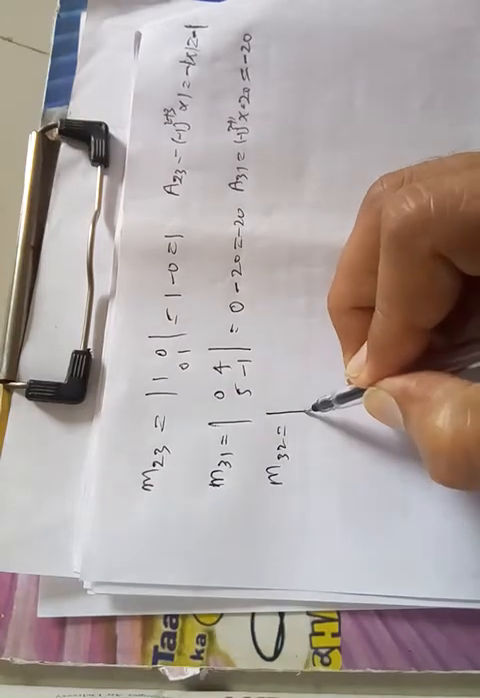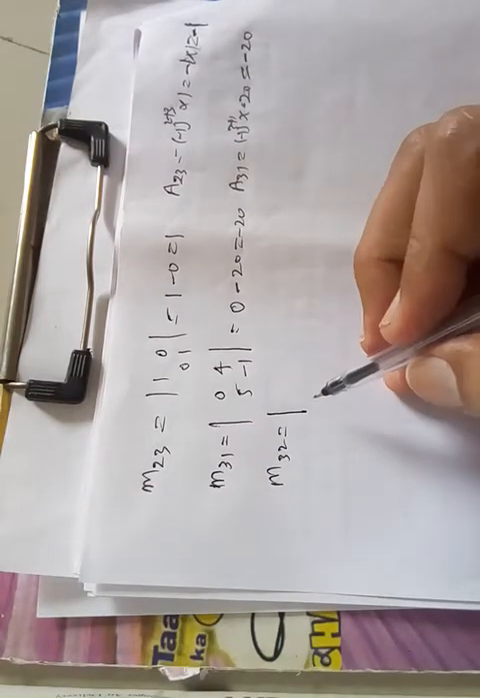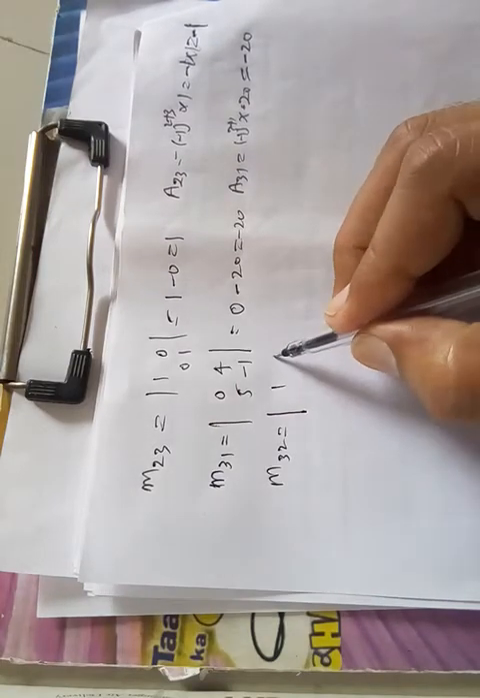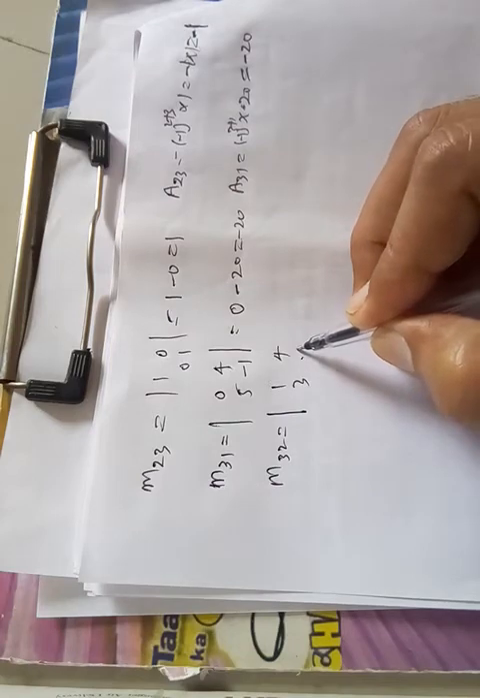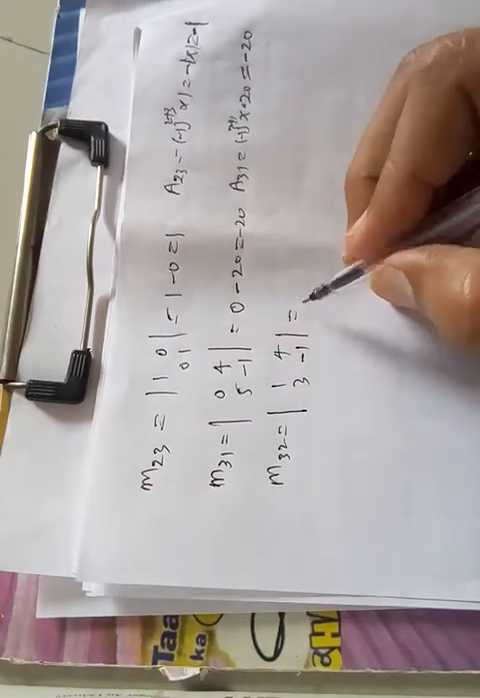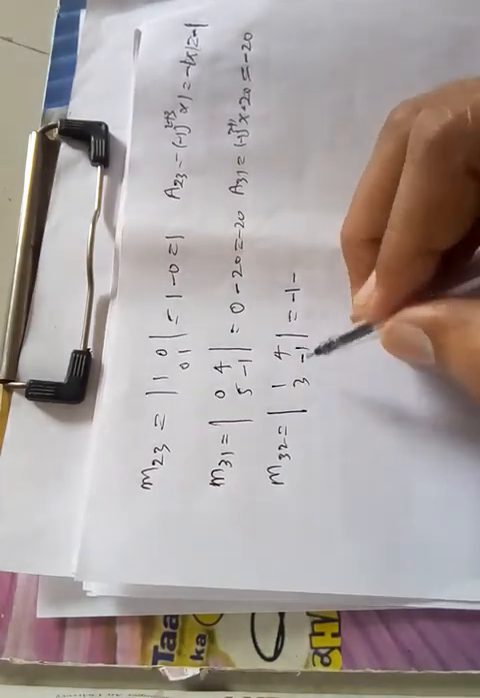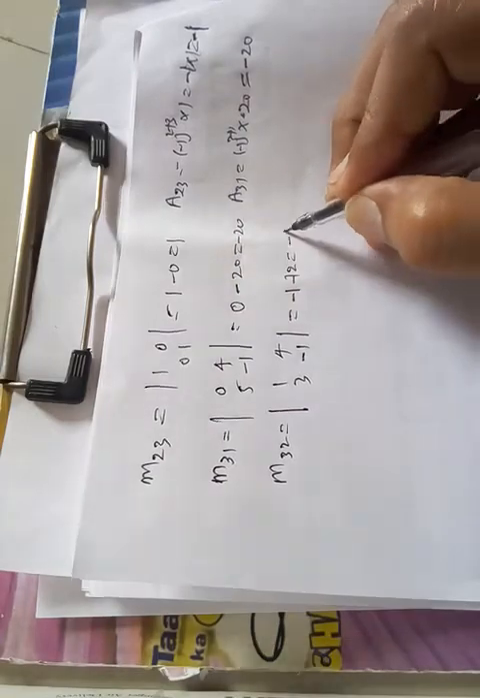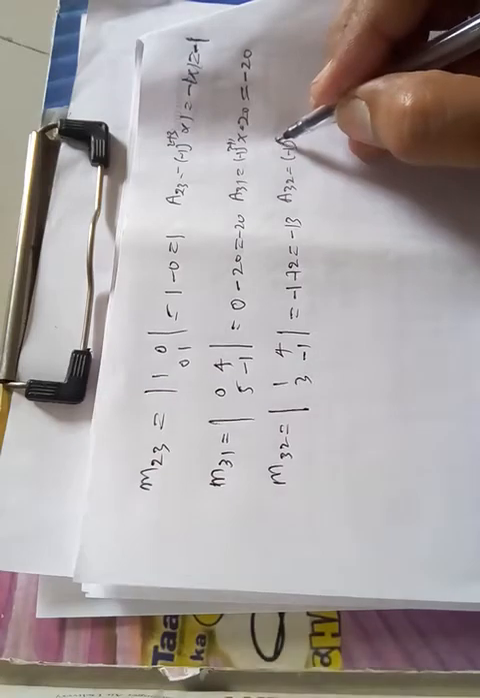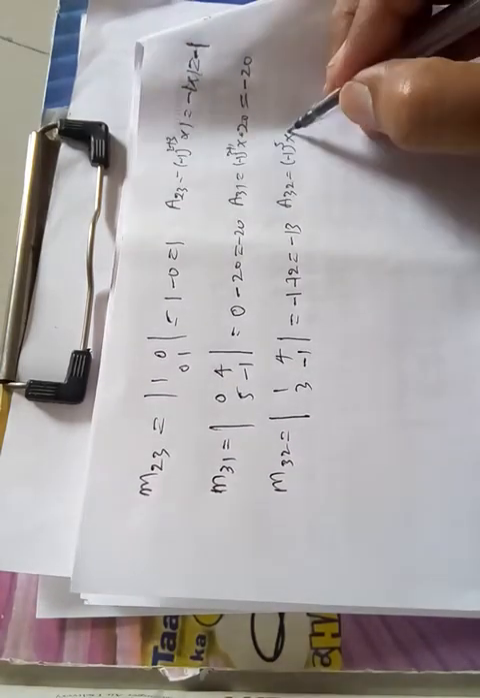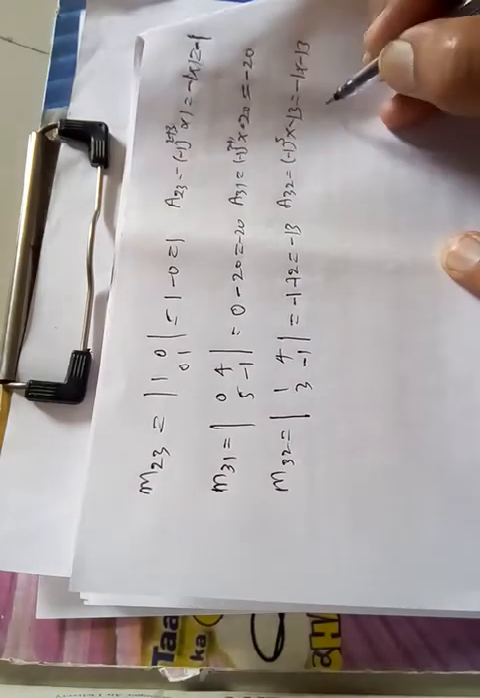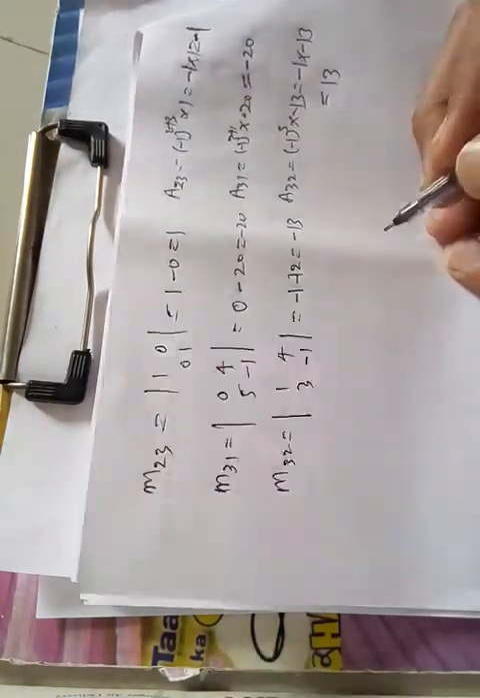M32 is odd number. M32, third row, second column: 1 4 3 minus 4 4 3 minus 1. Okay, so minus 1 minus 3 4s are 12, equal to minus 13. A32 equal to minus 1 raised to 5 into minus 13. This is also minus. Minus 1 into minus 30 equal to plus 30.